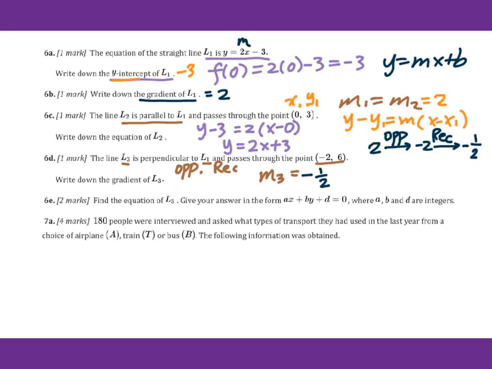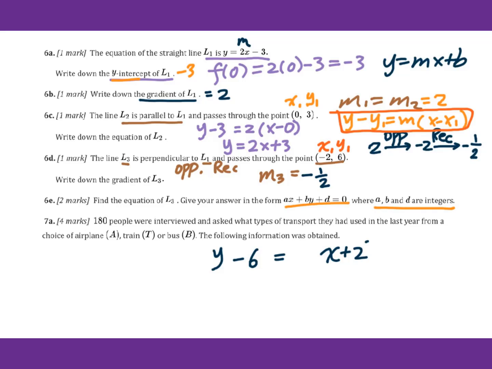Find the equation of L3. Give your answer in the form ax plus by plus d equals 0. Remember, a, b, d are integers. I still use this formula. And this will be x1, y1. So we have y minus 6 equals negative 1 over 2 times x plus 2. The slope will be negative 1 over 2. So we multiply by 2 first.